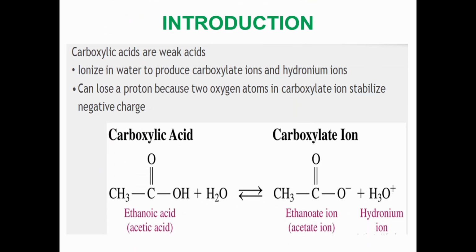Carboxylic acids are not as strong as HCl and sulfuric acid, which are inorganic acids. These carboxylic acids are weak acids. In water, they ionize to produce carboxylate and hydronium ions. They have the capacity to lose a proton because the two oxygen atoms in the carboxylate ion are stabilized. In the presence of an electron withdrawing group, this group is going to disperse the negative charge on the carboxylate ion by resonance and inductive effect, thereby stabilizing the carboxylate ion.